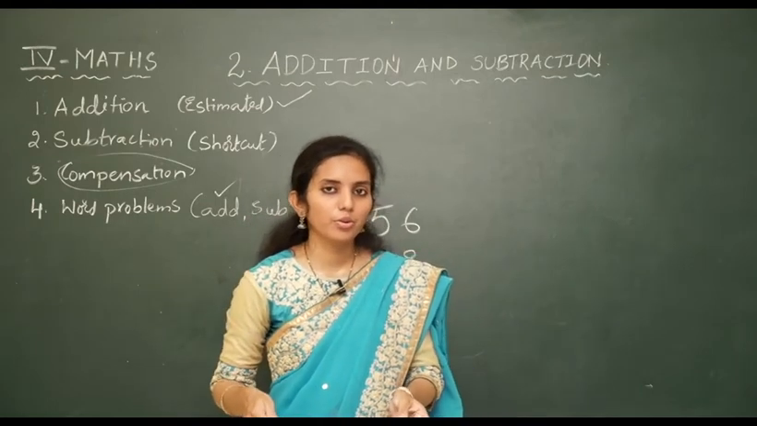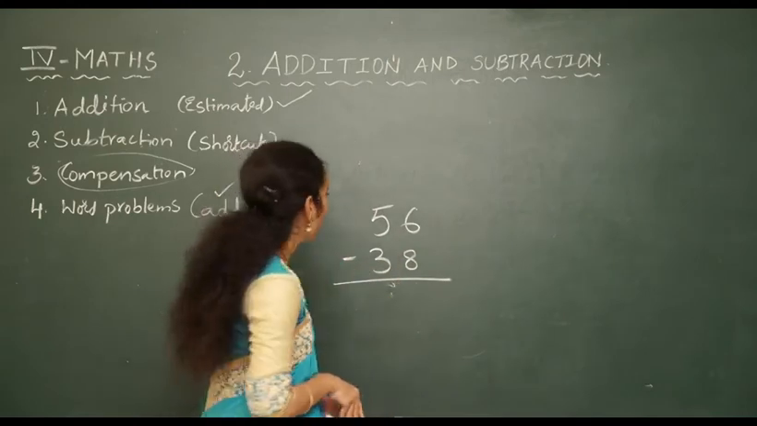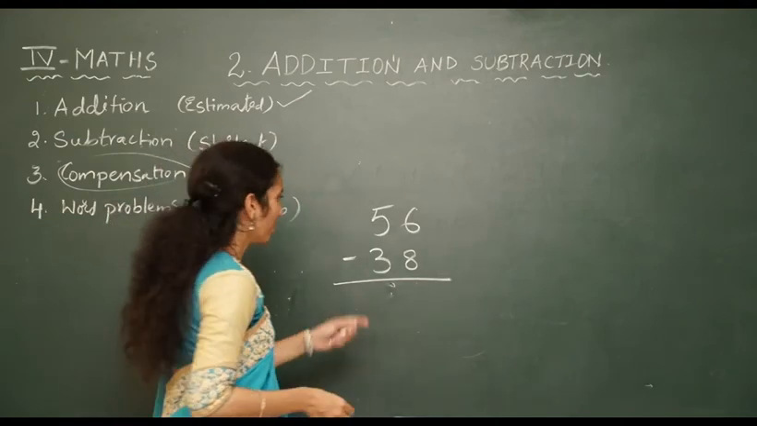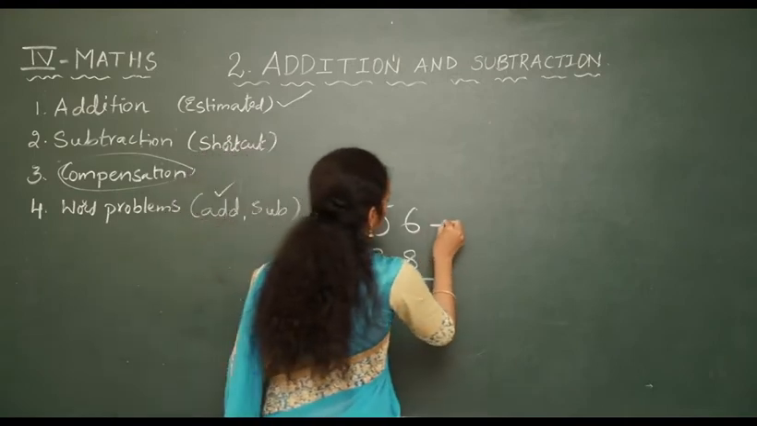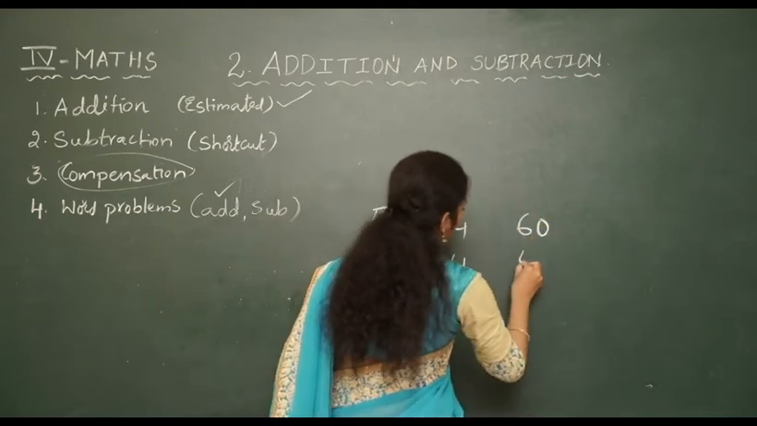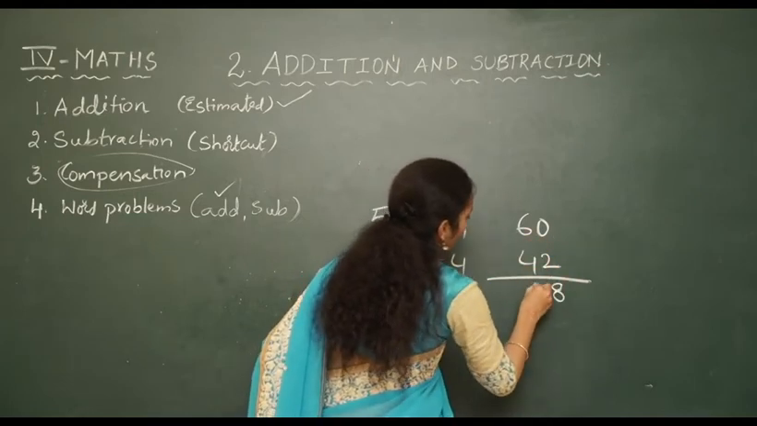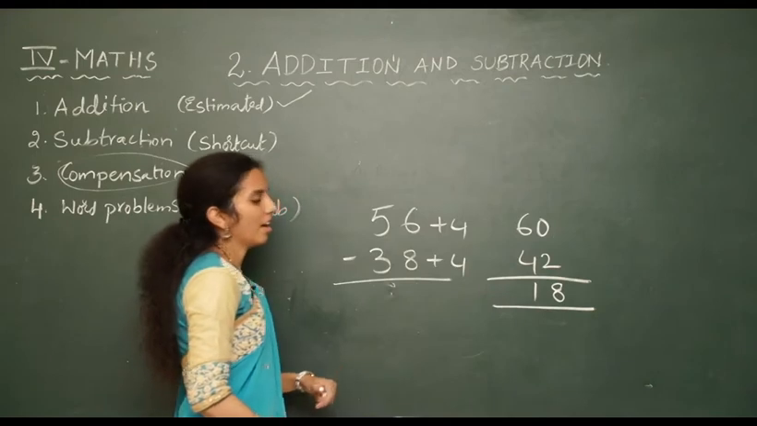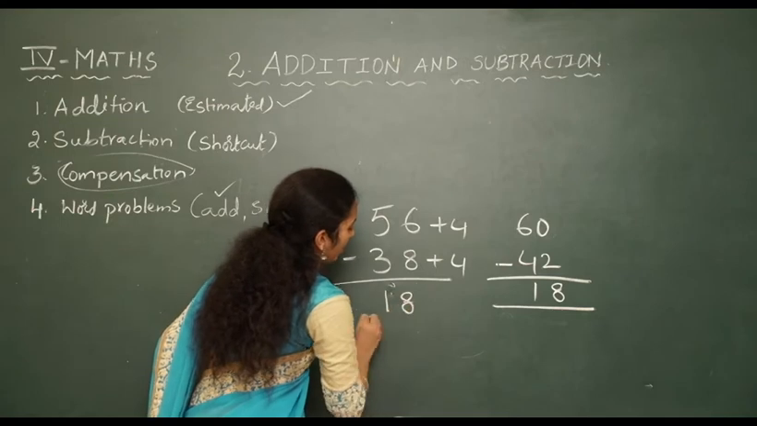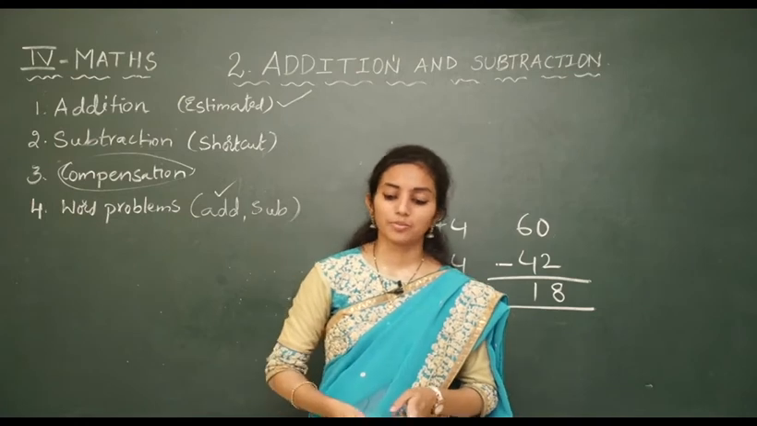So what do we have to do? We have to increase both the numbers or we have to decrease both the numbers by equal amounts. Now what shall we do? Shall we increase or decrease? We shall increase so that it becomes easy for us. So plus 4 and plus 4. So 60 minus 42. 10 minus 2, 8. 5 minus 4, 1. 18 is the answer. Yes, subtraction. So here also we get the same 18. So this is how we do the compensation addition and subtraction.